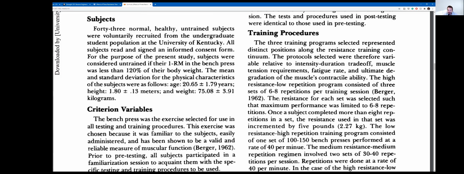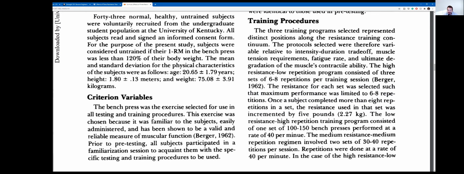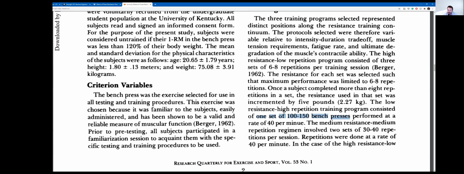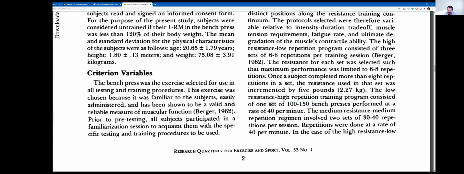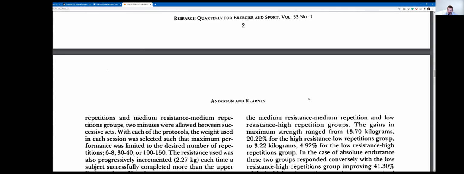The resistance for each set was selected such that max was limited to 6 to 8 reps. The low resistance high rep group consisted of 1 set. They did 1 set of 100 to 150 bench presses. And then the medium resistance group did 2 sets of 30 to 40. Ugh. So those were like 2 giant endurance sets with 1 strength. At least I hope that example gives you an idea of what I want you to try to find.